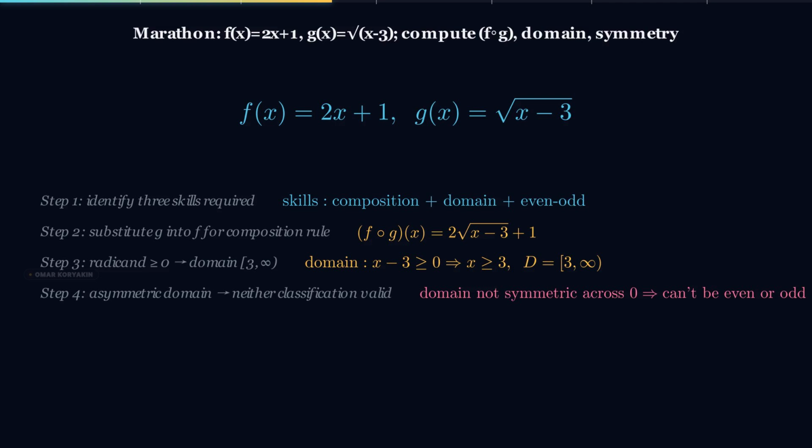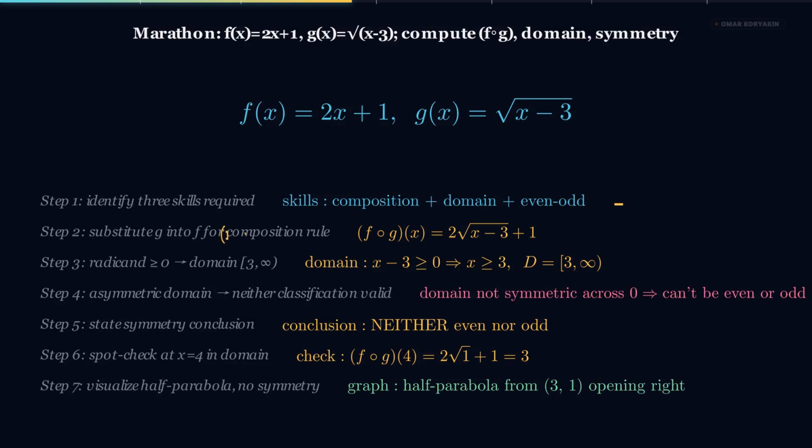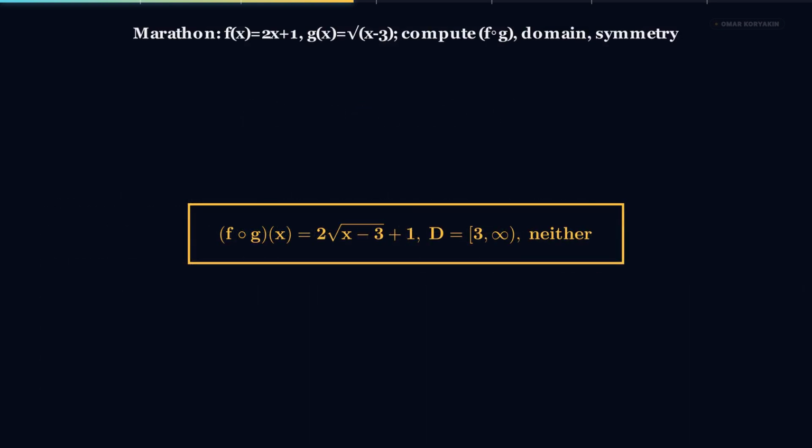Conclude the function is neither even nor odd because the domain is not symmetric. Step 5. Sanity check. The graph of 2 times square root of x minus 3 plus 1 is a half parabola starting at the point (3, 1) and curving upward to the right. The graph has no symmetry across the y-axis or the origin because it does not extend to the left half of the plane, consistent with the neither classification. So the composition is 2 times square root of x minus 3 plus 1 with domain from 3 to infinity, and the function is neither even nor odd.